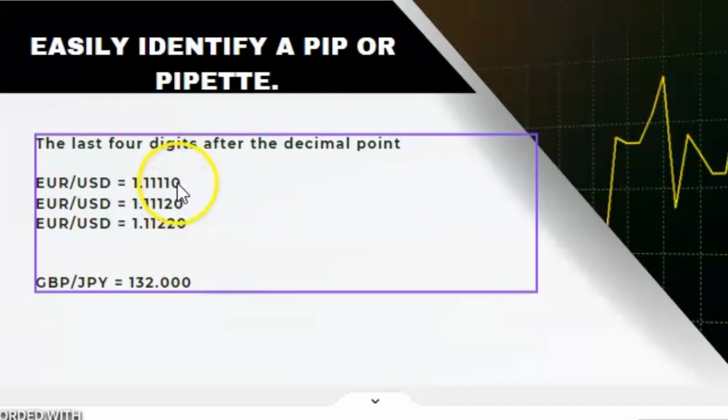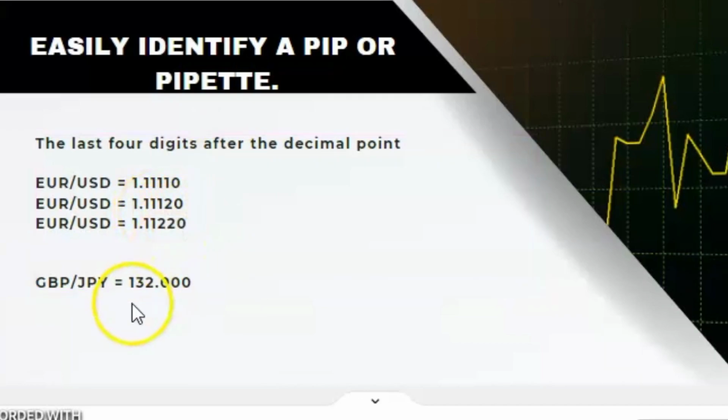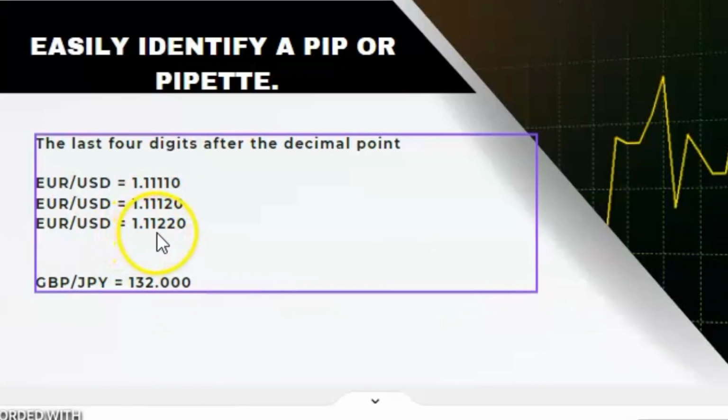The pips you're having now is 1 pip. Now if it should move, for instance, from 1.11120 to 1.11220, it has moved by 100 pipettes. Since it has moved by 100 pipettes, now you have 10 pips. So if there are 10 pipettes, it gives you 1 pip. And if there are 100 pipettes, it gives you 10 pips. So that is how it is being measured.